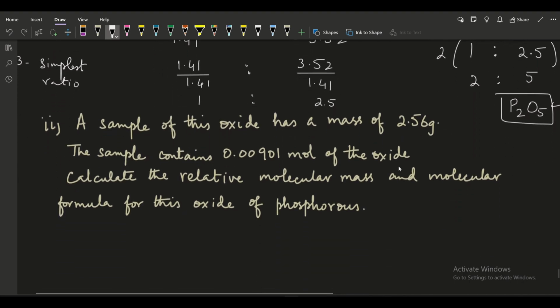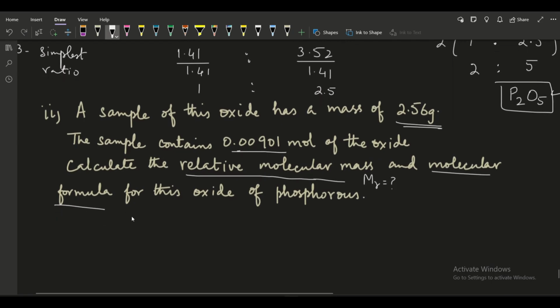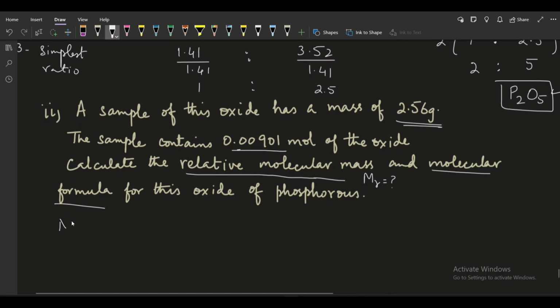Part 2. In part 2 it's written that the sample of this oxide has a mass of this much, and the sample contains 0.00901 mole of the oxide. Calculate the relative molecular mass. It means they have not given the value of MR. We have to find that, and then we also have to find out the molecular formula for this oxide of phosphorus. So first of all we have to calculate MR.